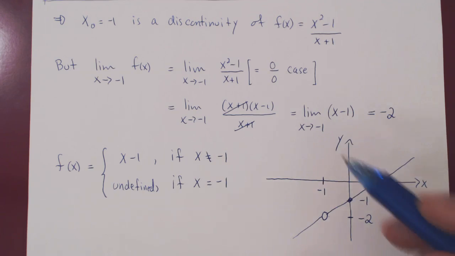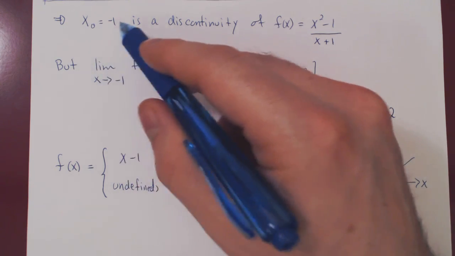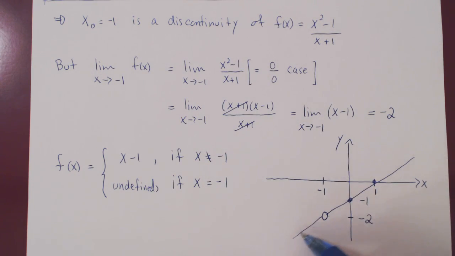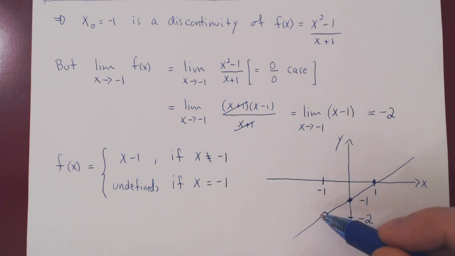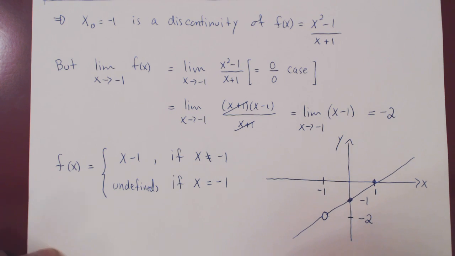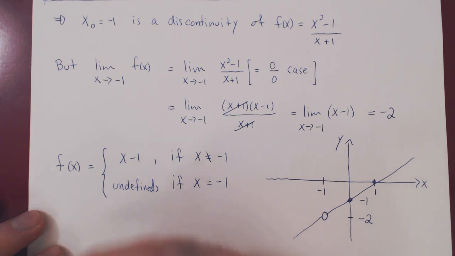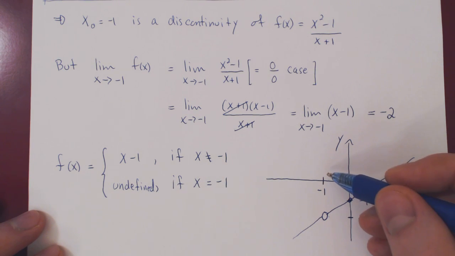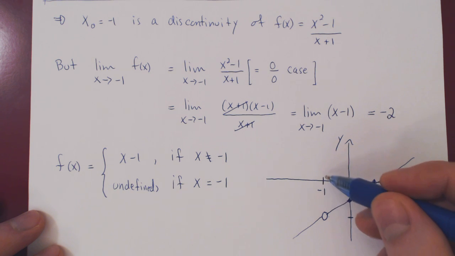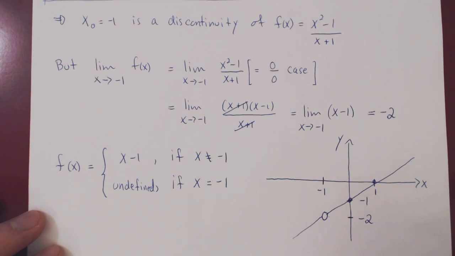Now let's see why we may call this discontinuity a removable discontinuity. Think of it as, could we fix the problem, therefore remove this discontinuity, so that the function becomes continuous at x equals negative 1? And the answer is yes. What if we define the y value at negative 1 to be negative 2? Then we are going to fill in the missing value and the function becomes continuous.